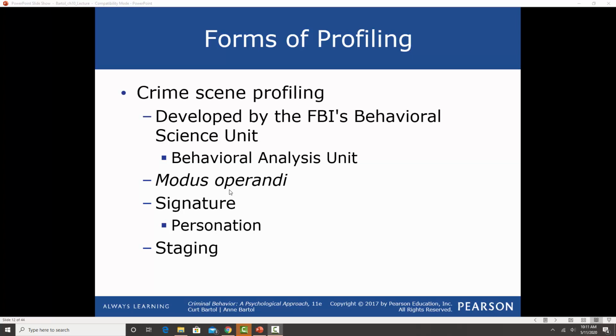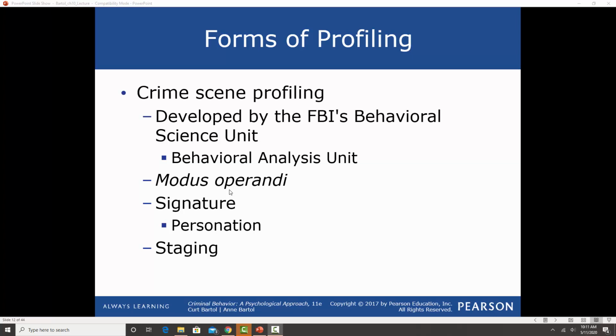You don't need those things to commit the crime, but it's something that goes beyond what is needed to commit the crime. Signature does allow you to connect things together, like with the Boston Strangler, like with Jack the Ripper. Not all crimes have a signature, so it's not something that you will see all of the time. But again, like with Jack the Ripper, slicing victims open, taking out the organs, the Boston Strangler.